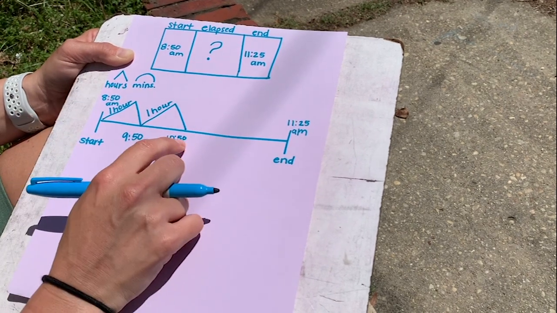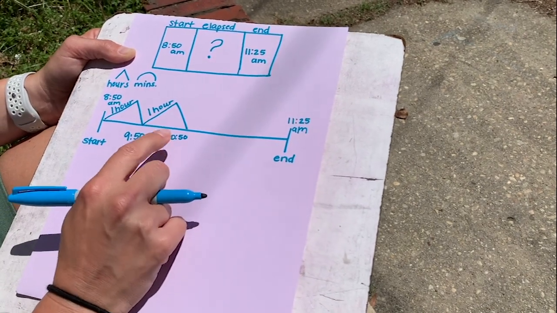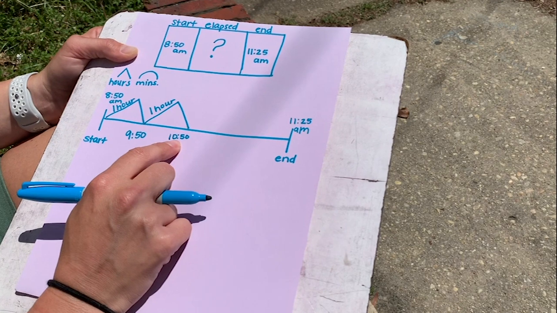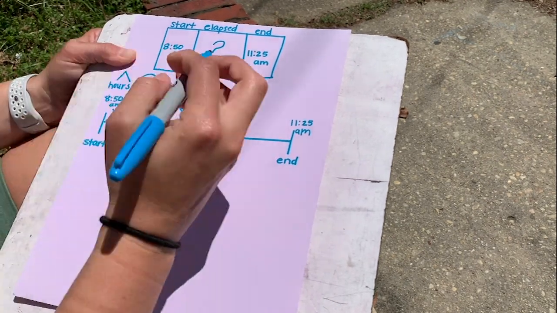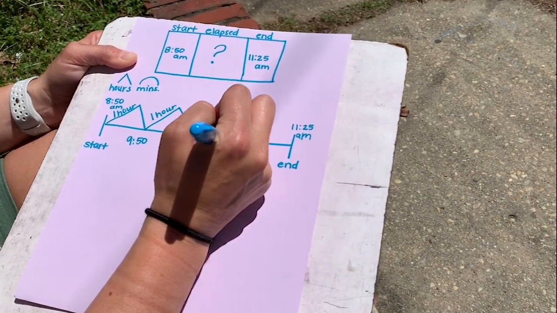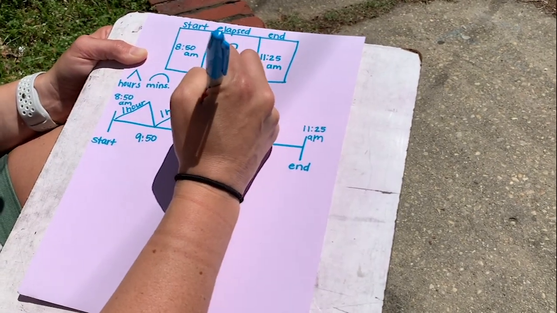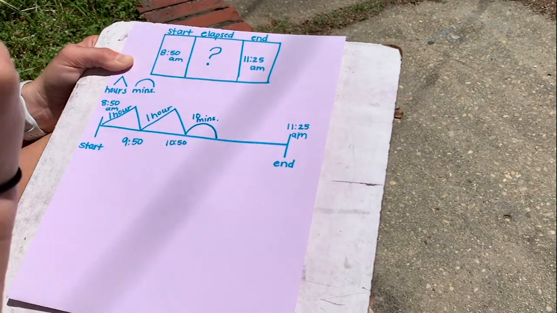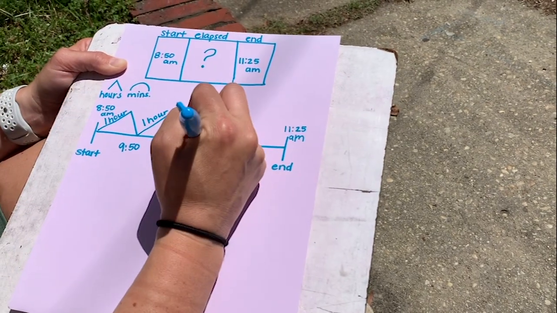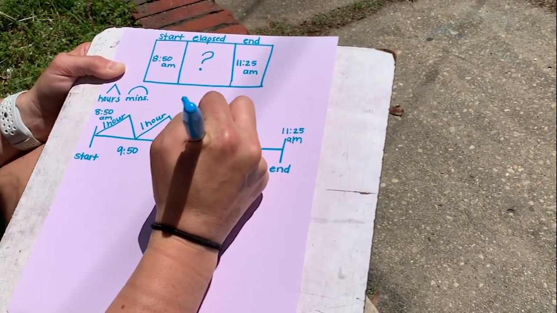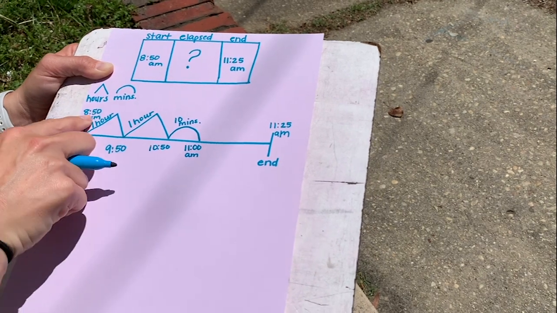I know that there are 60 minutes in an hour, and I'm at 10:50. So I'm only 10 minutes away until my next hour. So I'm going to draw my mountain, or my hills, sorry, don't want to confuse those two. And I'm going to write 10 minutes. I am now at 11 a.m. So I'm still working in the a.m.